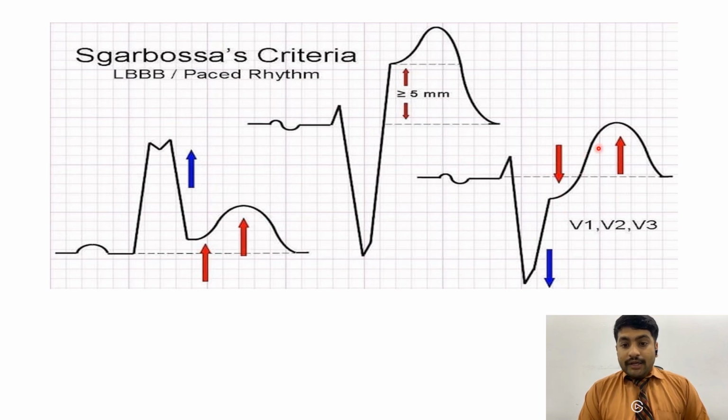ST segment depression of more than 1 mm in the leads that are showing negative QRS complex. If it is that, then it will get 3 points.